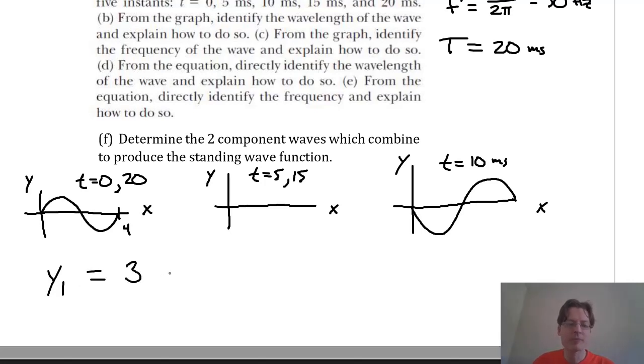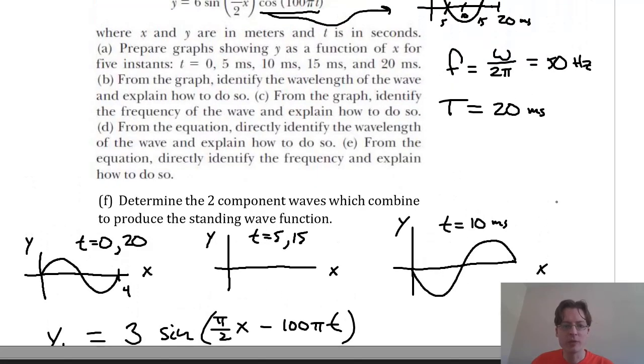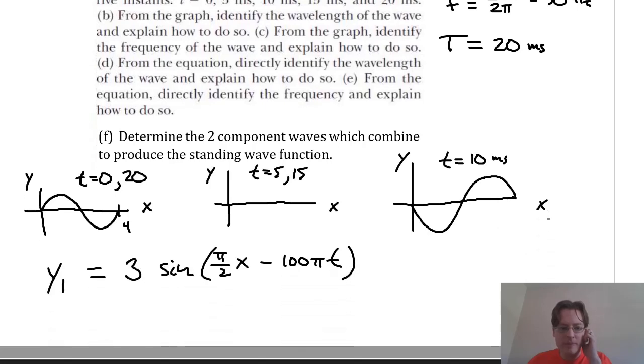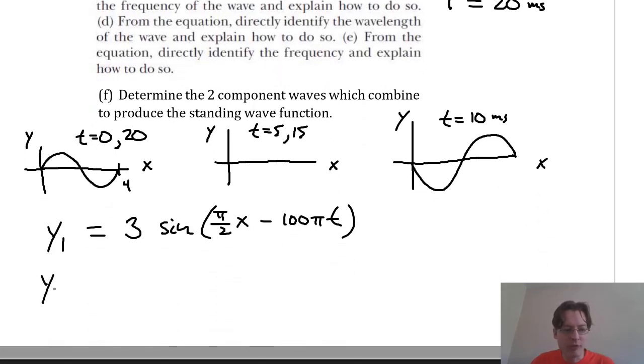3 sine pi over 2 x minus 100 pi t. That's the right moving wave. And y2 is just the left moving version of that. 3 sine pi over 2x plus 100 pi t.